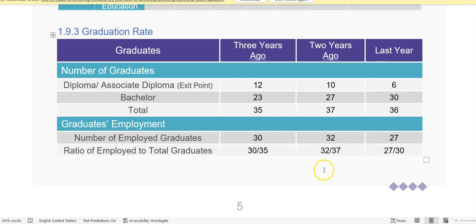Really, I don't understand how I can make a ratio of graduates' employment with mixed diploma and bachelor. I prefer to make the ratio of employed to total graduates separately for diploma and for bachelor, because they are different degrees, different knowledge and different outcomes.